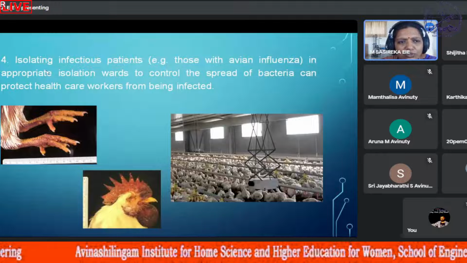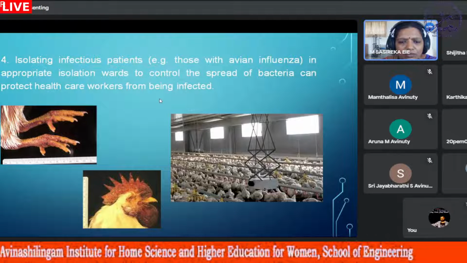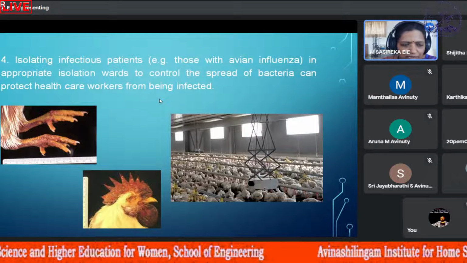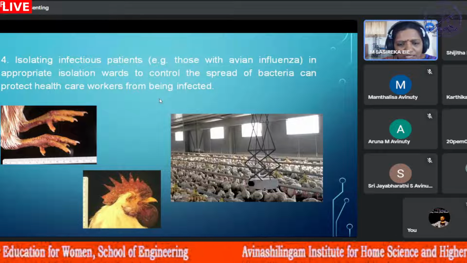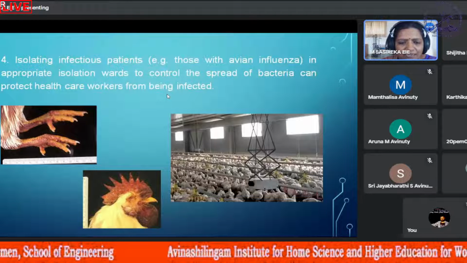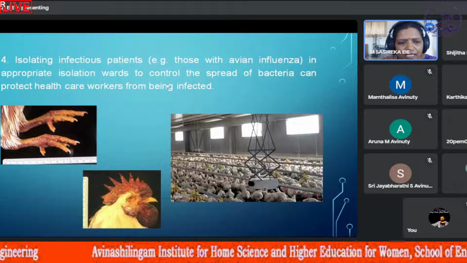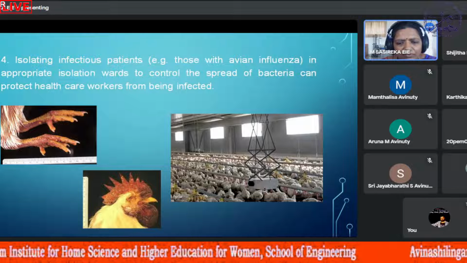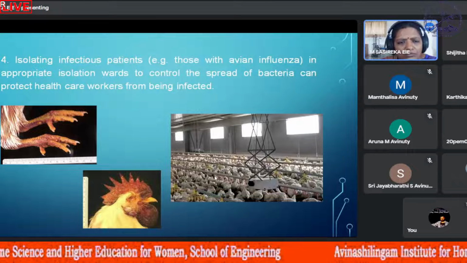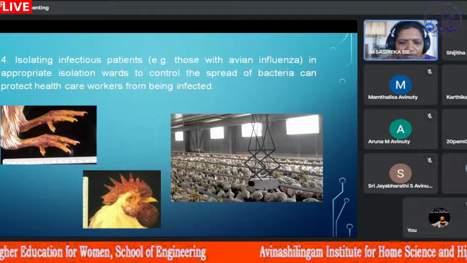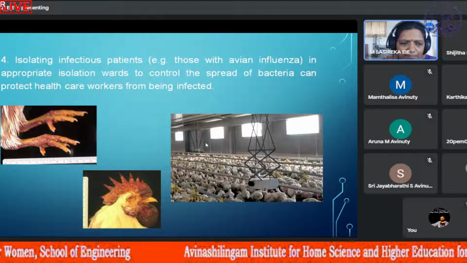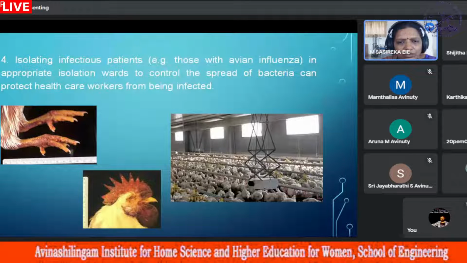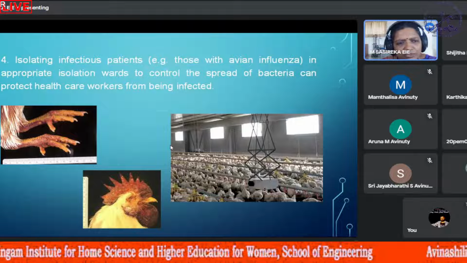And then isolating infectious patients. The same example, we can take corona patients. They were isolated so that it will not spread to others easily, and we can treat only that patient alone. And this is for infections that can be caused in poultry. Suppose any diseased hen or chicken is there, then those can be isolated separately, and you will also avoid going near those birds.